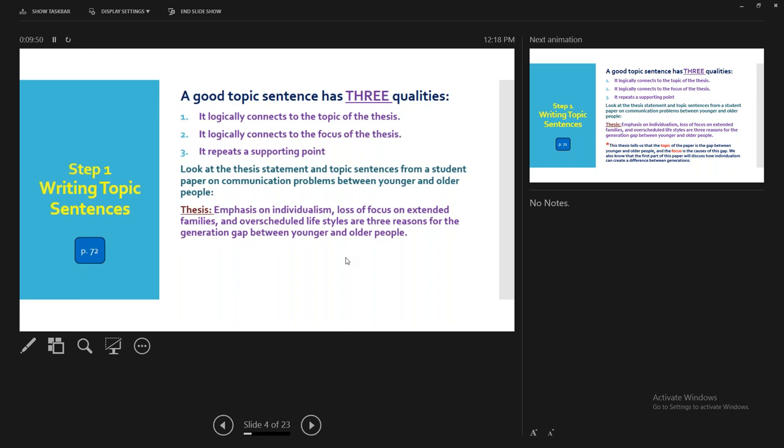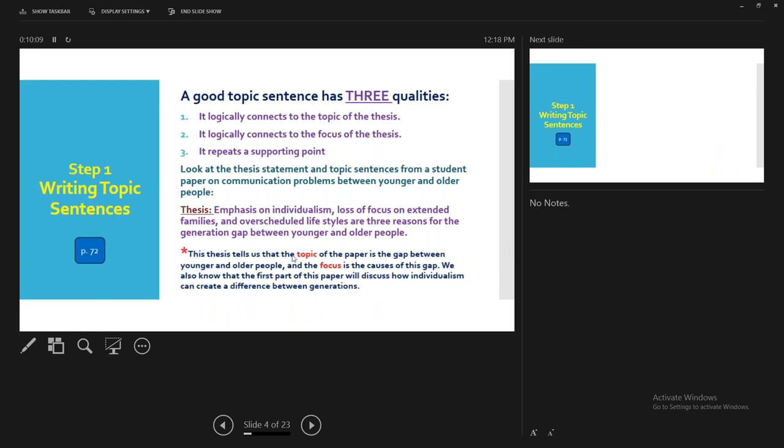Okay, so emphasis on individualism, loss of focus on extended families, and overscheduled lifestyles are three reasons for the generation gap between younger and older people. Now, this thesis tells us that the topic of the paper is the gap between younger and older people. Here we have the focus, okay? And the focus is the causes of this gap. So, what is the topic here? The core thing that we are discussing is the gap between younger and older. Now, what is the focus? We have here the causes, the reasons of this gap.